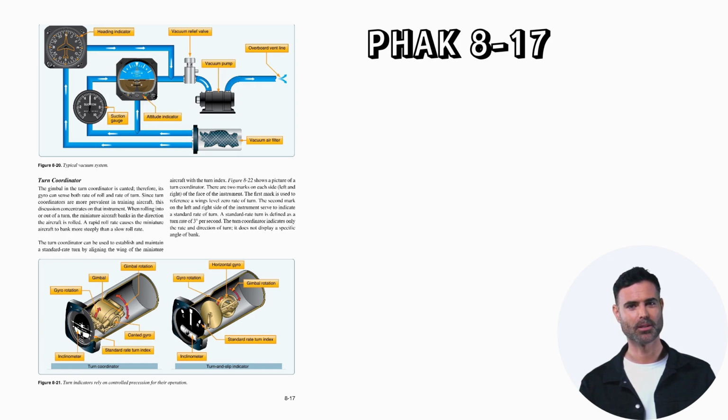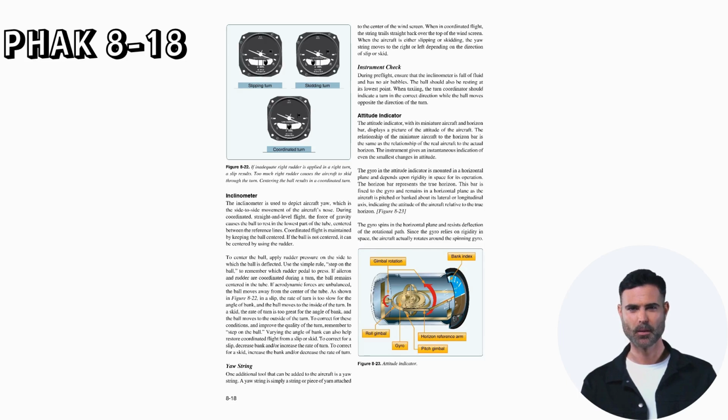The turn coordinator indicates only the rate and direction of turn. It does not display a specific angle of bank. Inclinometer. The inclinometer is used to depict aircraft yaw, which is the side-to-side movement of the aircraft's nose.